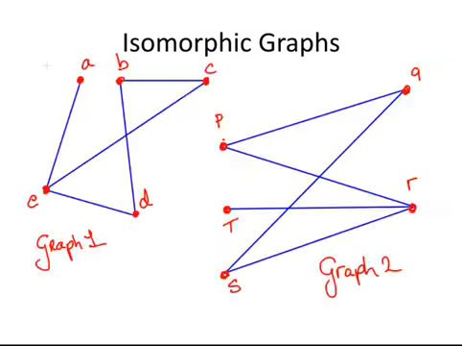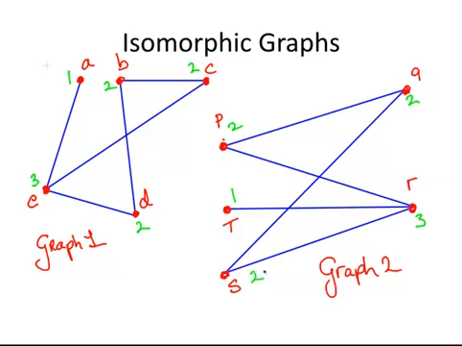So here we have two graphs, and in each case what we're going to do first off is write in the degree for each vertex. So that's degree 1, degree 3, degree 2, degree 2, degree 2. And in graph 2, this is degree 1, this is degree 3, this is degree 2, 2, and 2.